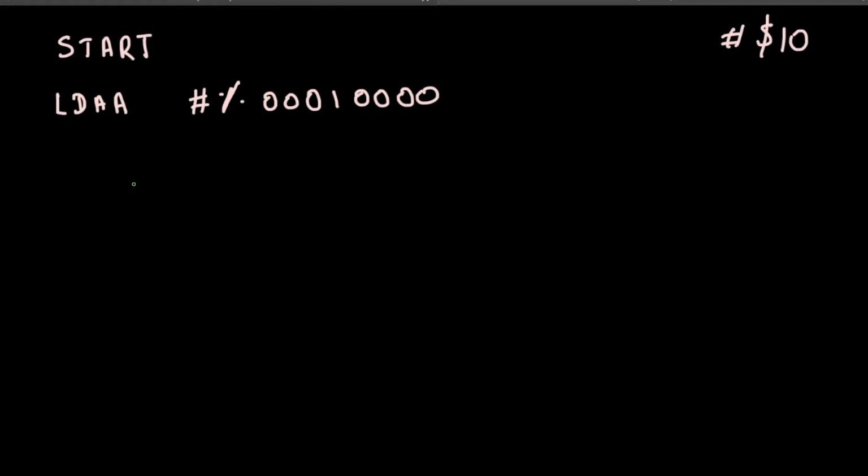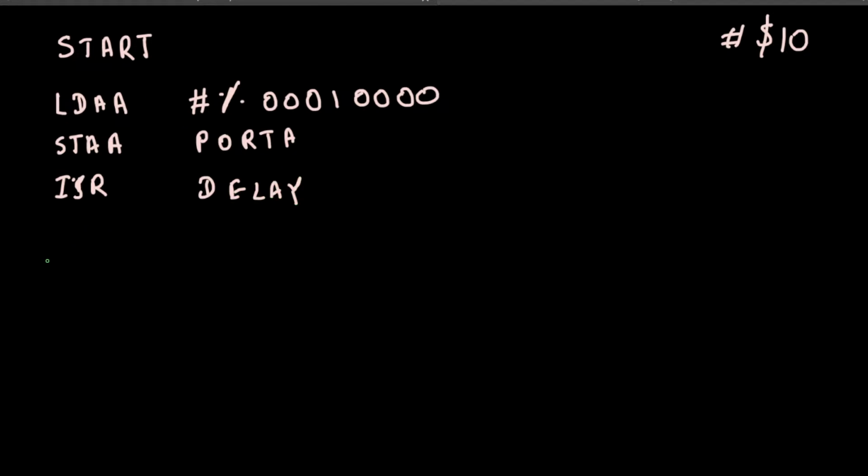Once you have loaded, then store accumulator A into port A, and then JSR delay. This is for PA4 high.